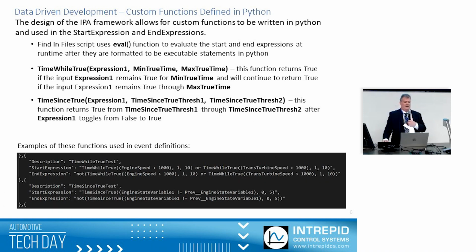And so inside the Find in Files script, use this function called eval, which is a common function among interpreted languages. Eval allows you to evaluate a string at runtime like it was a line of code. The way Find in Files works is I take the start expression and reformat it so that it's executable at runtime. Like I replace all the signal names with their index in the scaled array, so that then I call eval on that string and it returns the result.